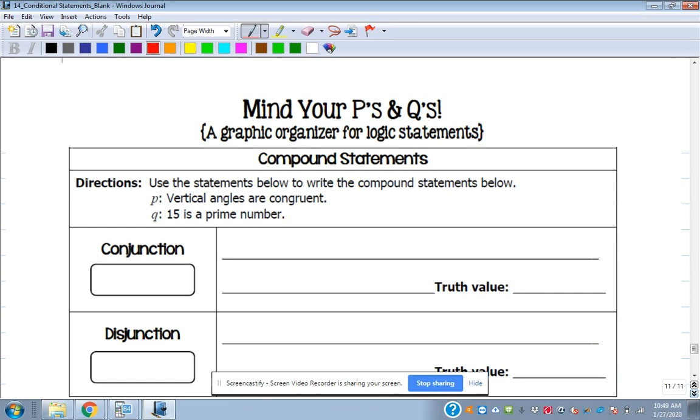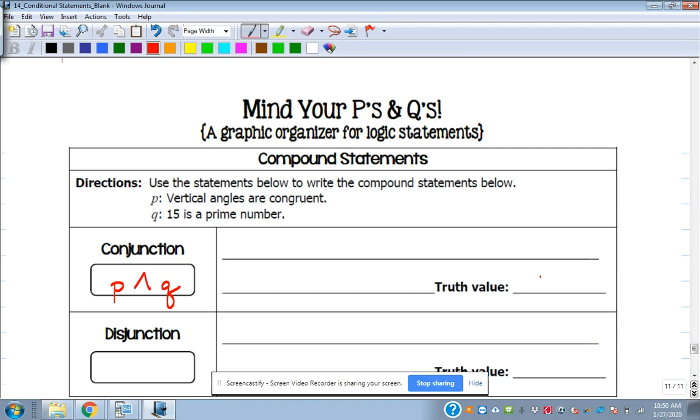So what's the notation for conjunction? Conjunction is what word? And. Okay. So P and Q. What's the notation for that? Little house top. Yeah, that's right. Little house top for and. If you were going to write that statement out, you would write vertical angles are congruent and 15 is a prime number. What's the truth value to that?